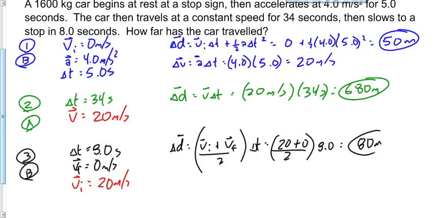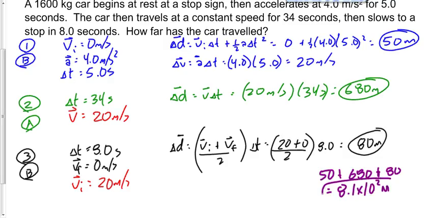So what's my final answer to this question? How far has the car traveled? What is it? How'd you get that? Yeah, 50 plus 680 plus 80. What did it equal? 810? 810 meters. Technically it should be 8.1 times 10 to the 2 meters, right? 2 significant figures.